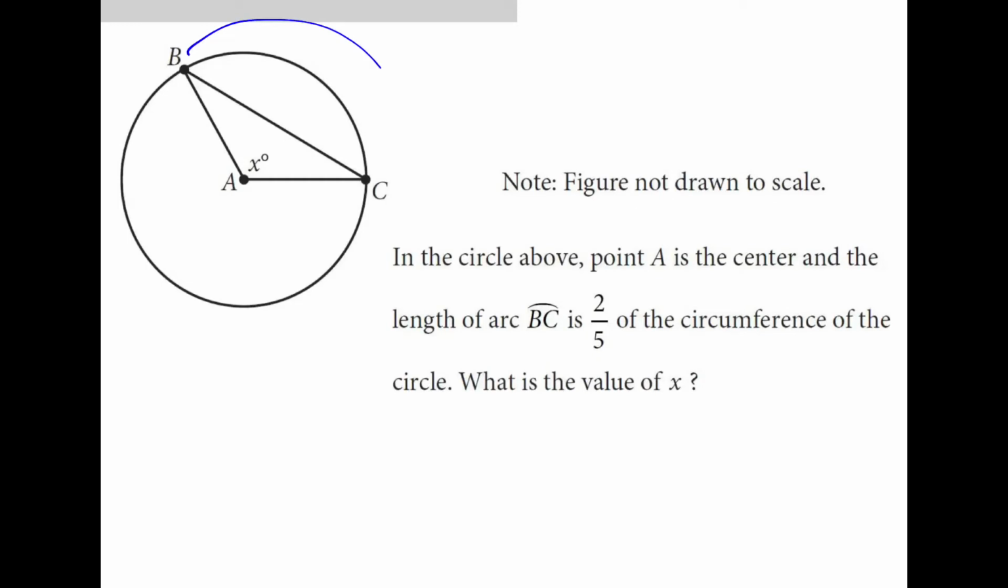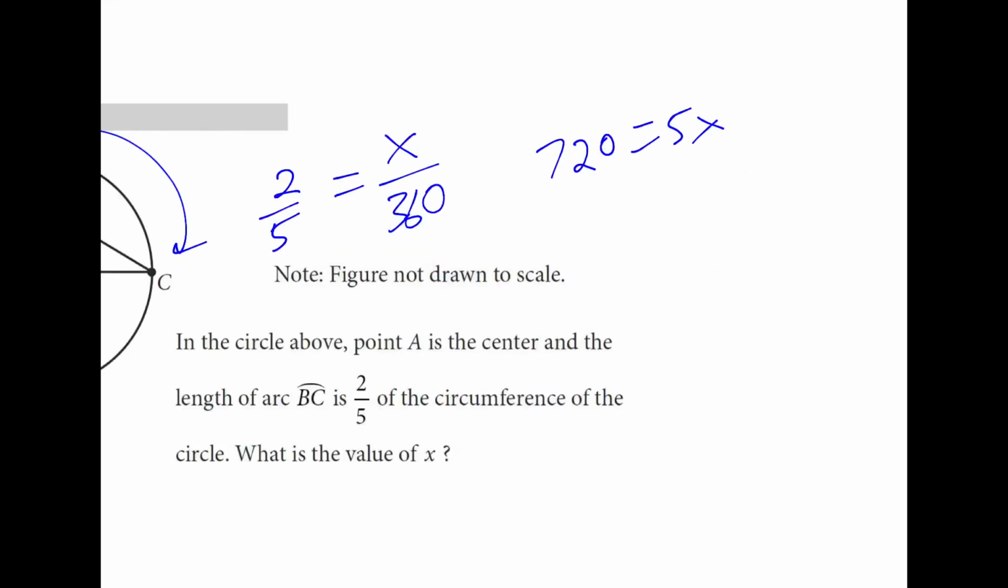So if this arc is 2/5 of the circumference of the circle, what is the value of x? So 2 out of 5 is equal to x out of 360. If I cross multiply and then divide, I get that x is equal to 144.